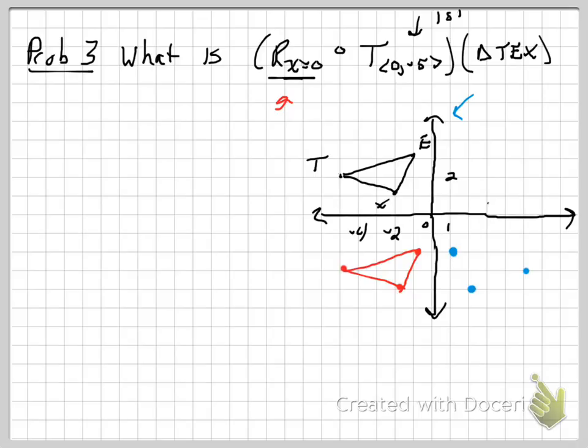Again, when you're labeling this stuff, make sure you call them the right names. This is T prime, this is X prime, this is E prime. Then when you come over to here, this is my last one. This is T double prime, this is X double prime, and this is E double prime.